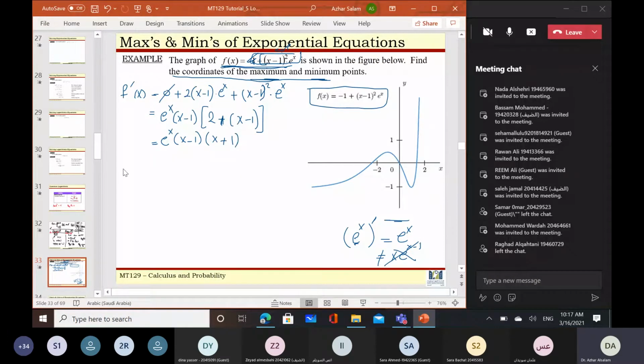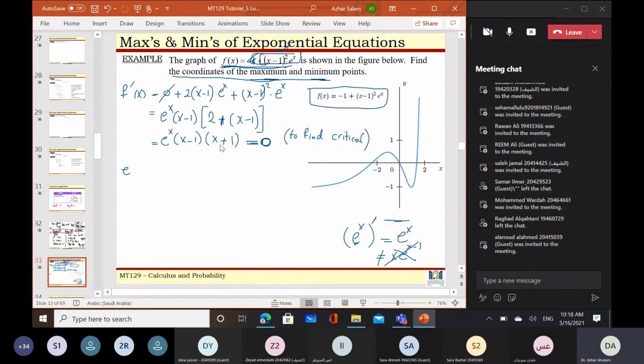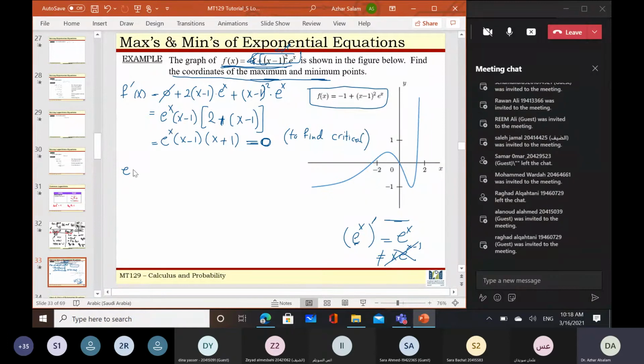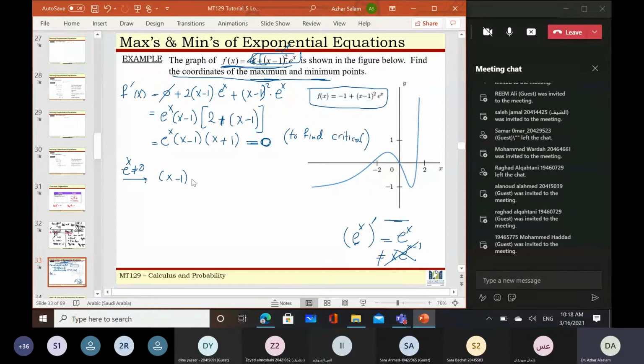I said that I have to make it equal to 0 to find the critical points. So I make it equal to 0, so each part of this is equal to 0. But I said that the exponential function is not equal to 0 at all. So only x minus 1 equal to 0 or x plus 1 equal to 0.